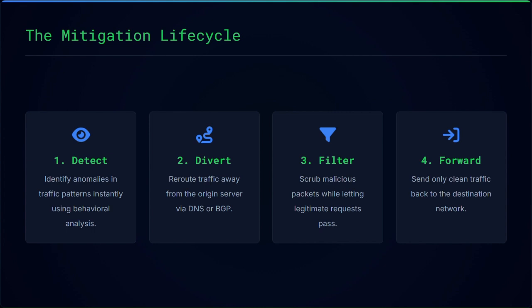So we have a 4-step mitigation life cycle. The first step is to detect the attack. The second step is to divert it to a secure facility. The third would be to filter the malicious packets, and lastly, forward only the clean traffic back to the customer.